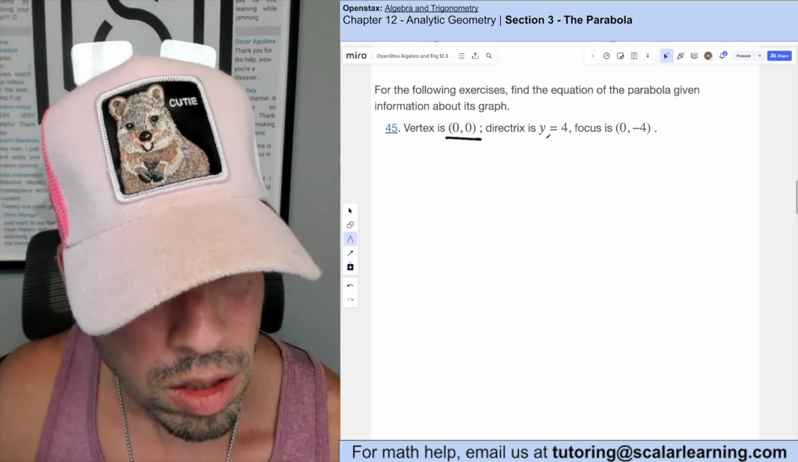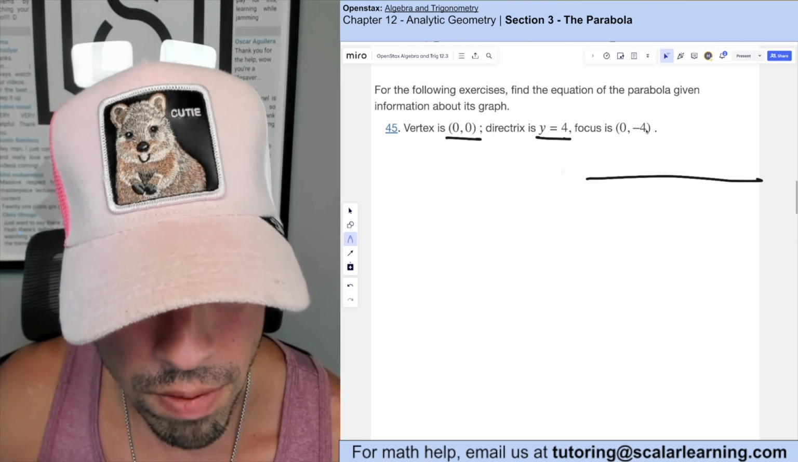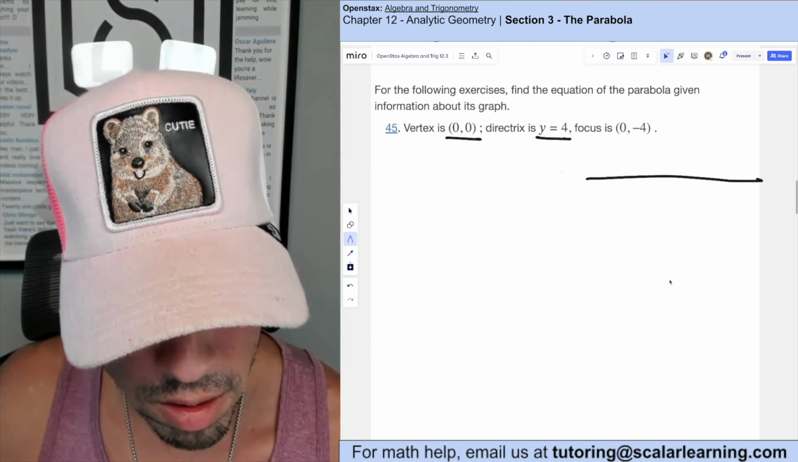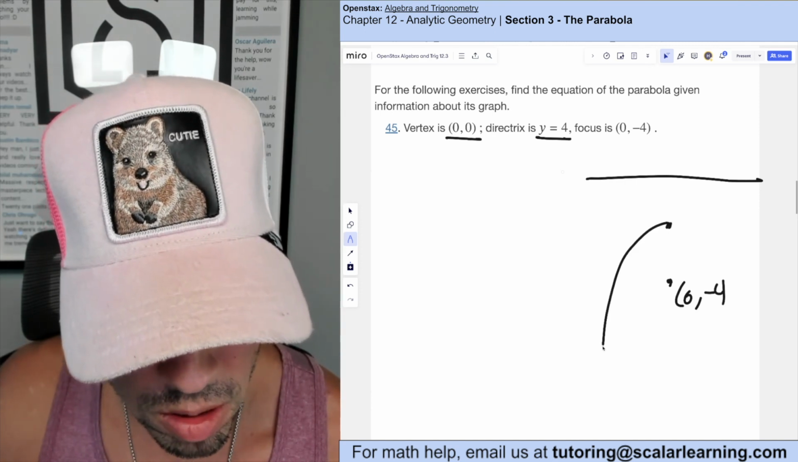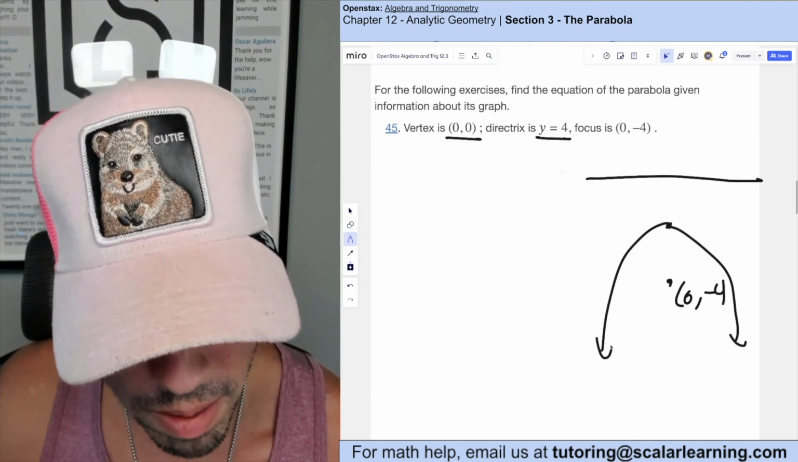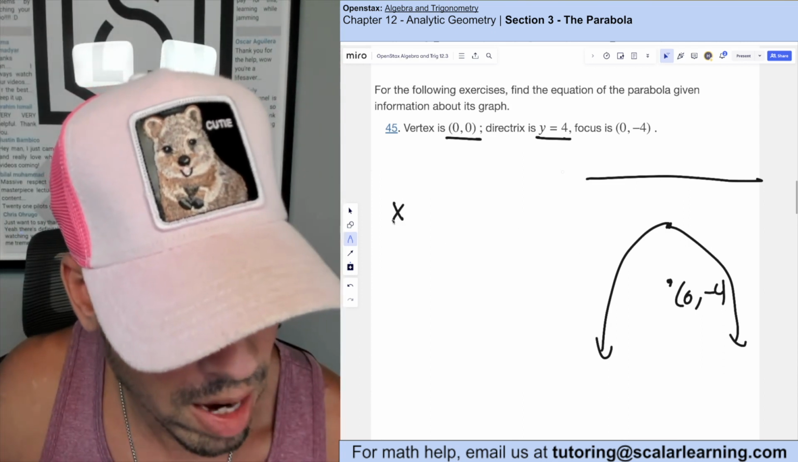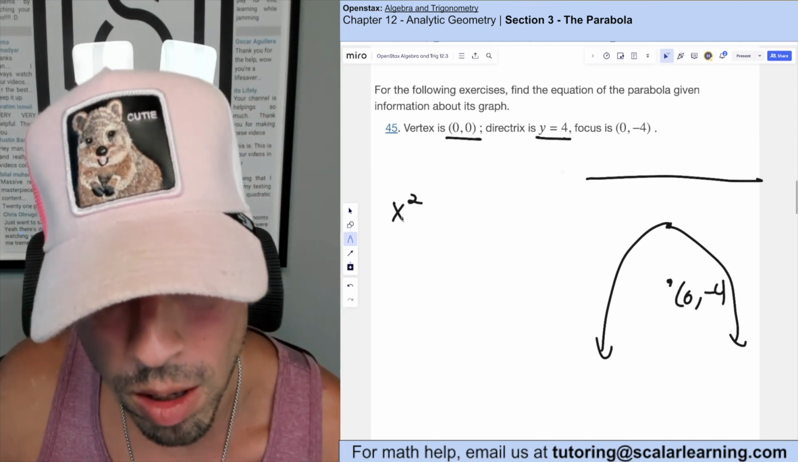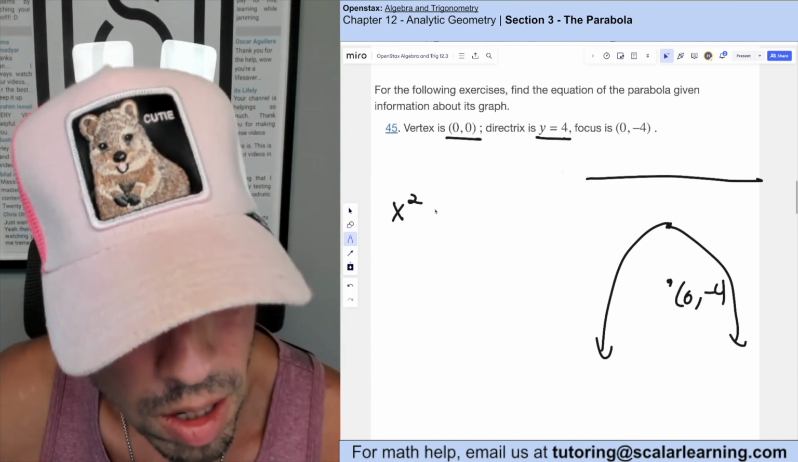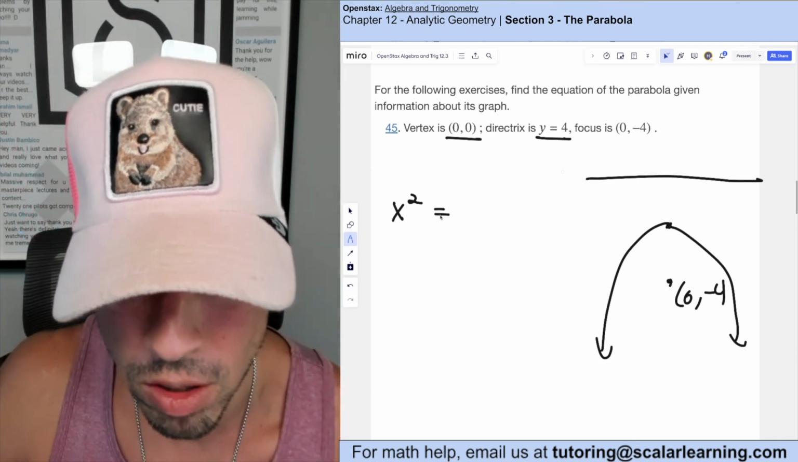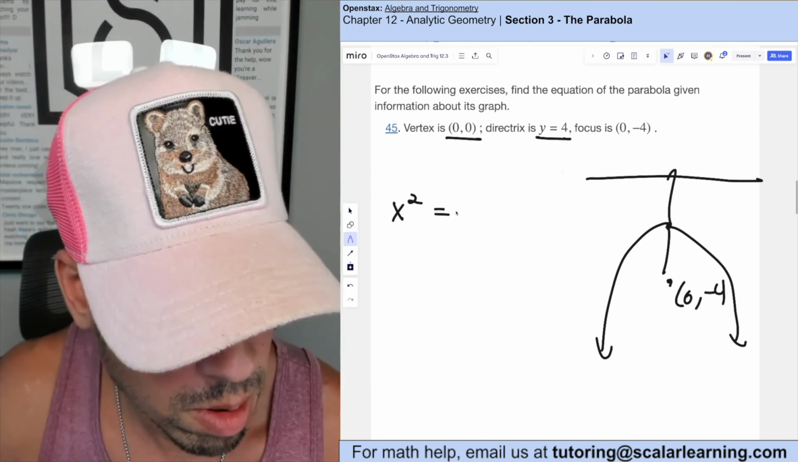is (0, 0). The directrix is a horizontal line at y = 4, and the focus is below that at (0, -4). I'm making an approximate graph just to give you an idea. This vertex is right in the middle, and the parabola bends around the focus. This immediately tells me it's an x squared situation. The vertex is (0, 0), so it's x minus 0, so x² is equal to... and what's my p-value? My p-value is clearly 4, because I'm going 4 below to the focus and 4 above for the directrix.